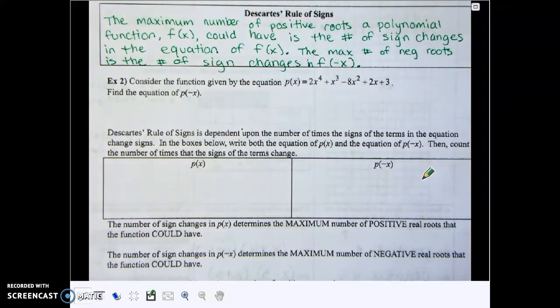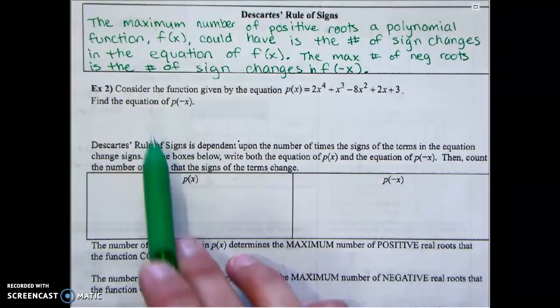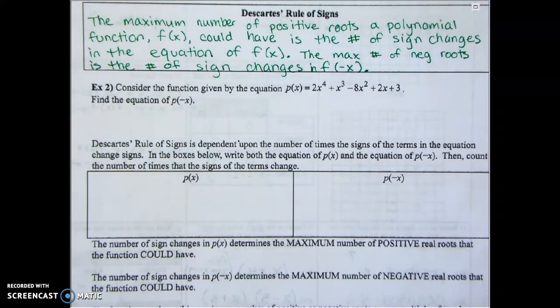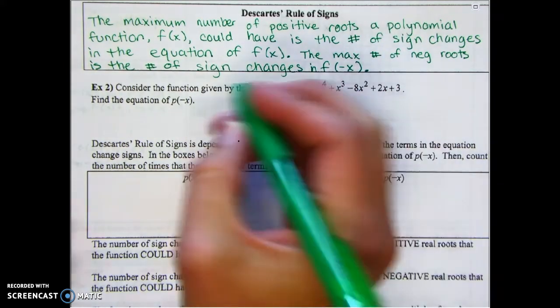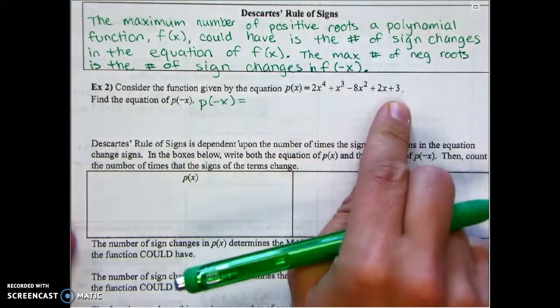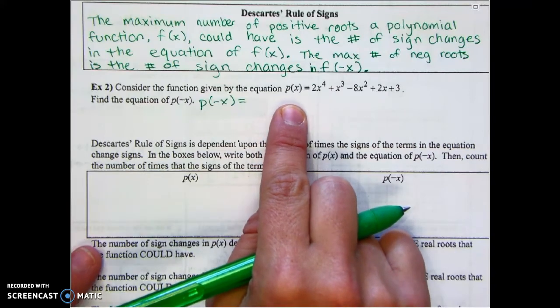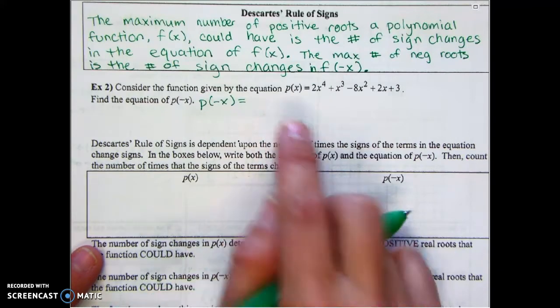Okay, so now we're going to do an example of Descartes' rule of signs to understand it, because just by reading it, you really have no idea what it means. All right, so consider this function given by the equation p. Find the equation of p of negative x. So this is just a little practice. You ready? What we're going to do is replace every x value here with a negative x. And think about what's going to happen.